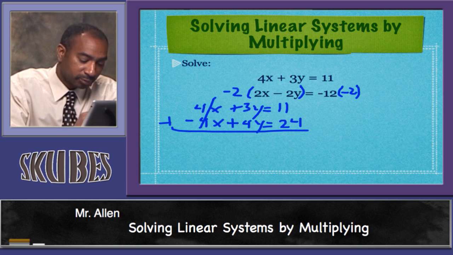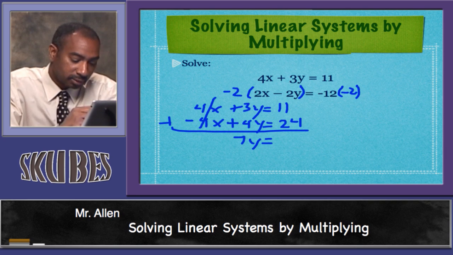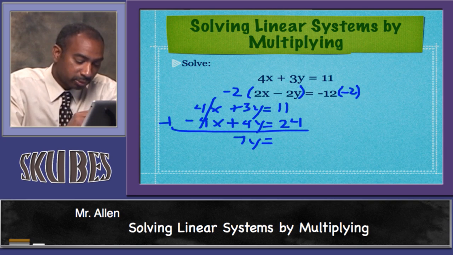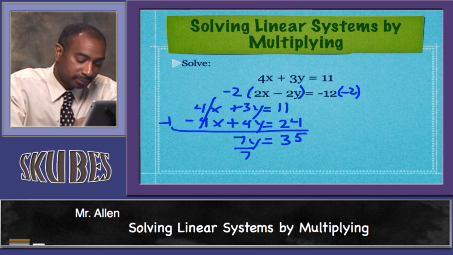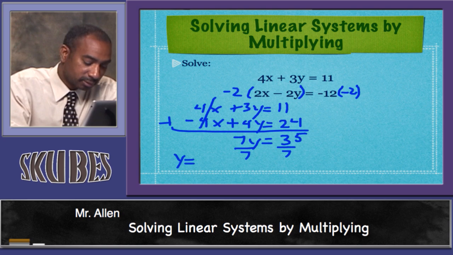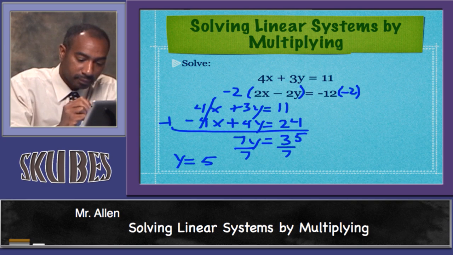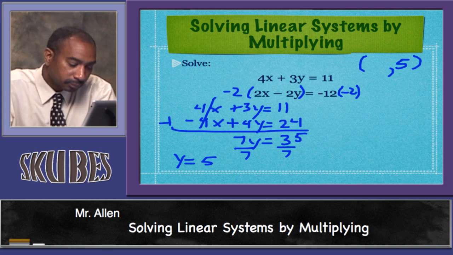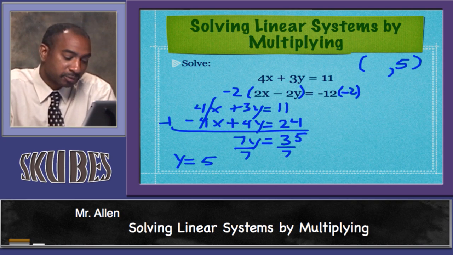And then 3y plus 4y is 7y. And 11 plus 24 is 35. I can divide both sides by 7. That tells me that y is 5. All right, but we have to solve for the x-coordinate. You can substitute y equals 5 into the top or bottom equation.